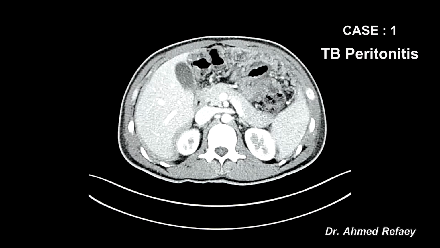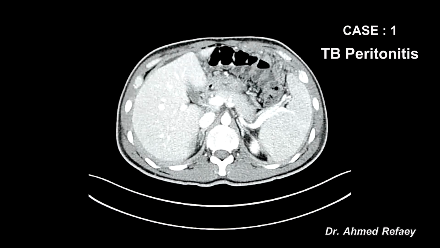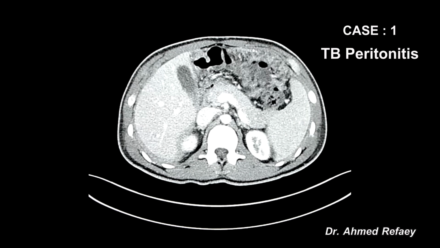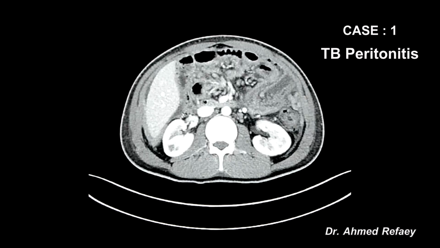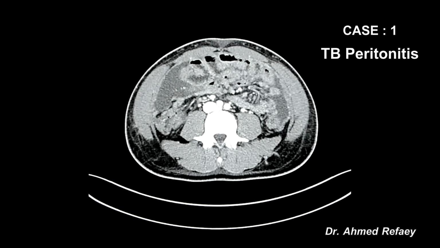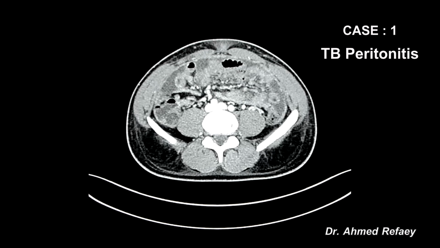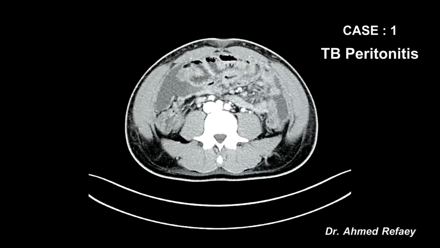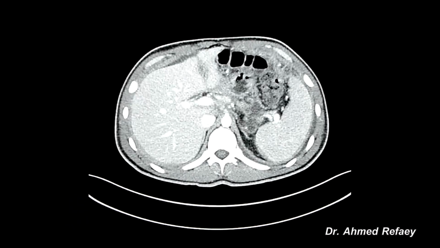So the patient is a known case of TB, and this case represents tuberculous peritonitis, seen in the form of omental cake, as well as marked thickening and enhancement of all the peritoneal reflections, with also ascites, as you see here in between the bowel loops. So this is the first case, tuberculous peritonitis with omental cake.